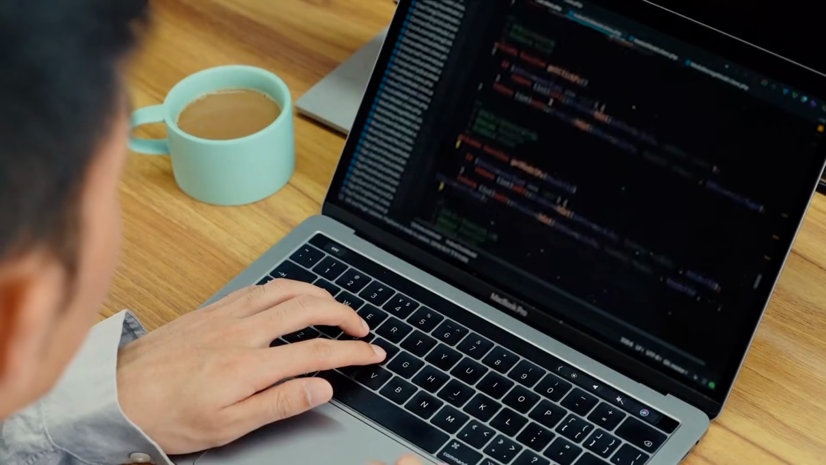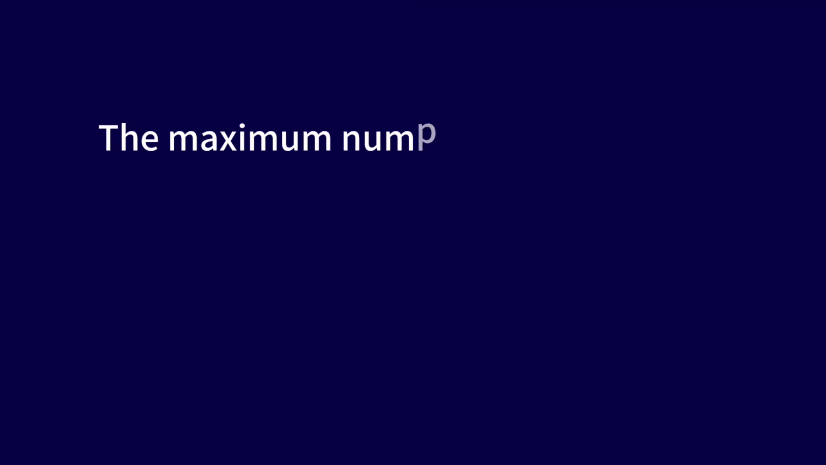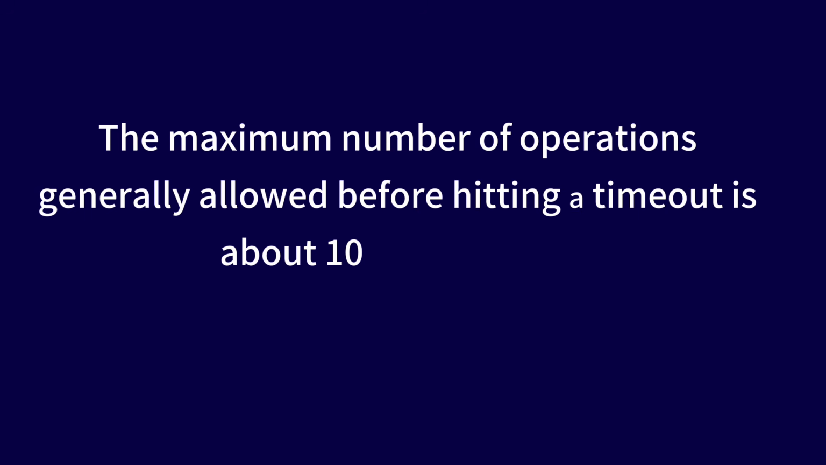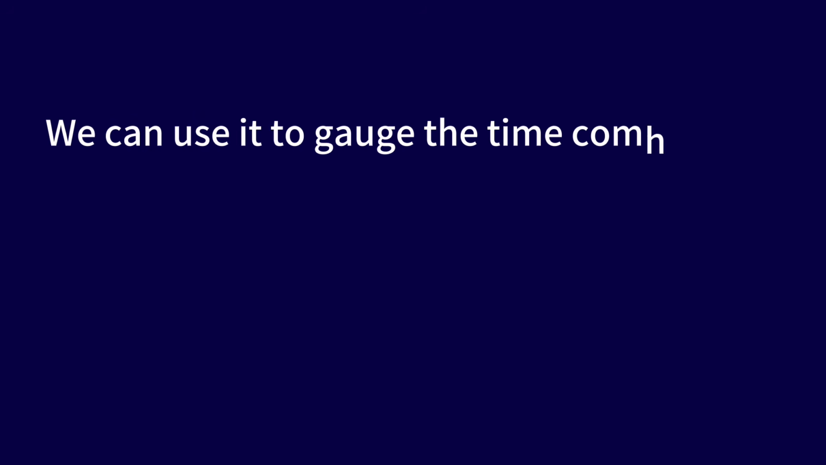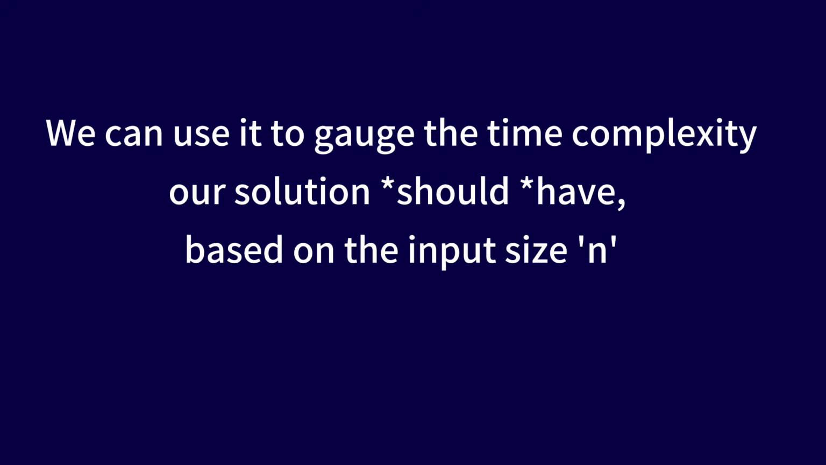Based on our collective experiences and many hours spent solving problems, we've noted that the maximum number of operations generally allowed before hitting a timeout is about 10 to 20 million. Now that's a significant number, but how do we make use of it? We can use it to gauge the time complexity our solution should have based on the input size, or n. Let me break it down for you.